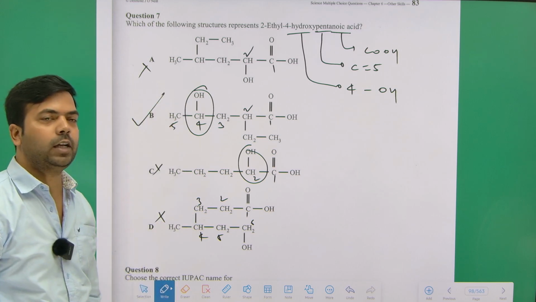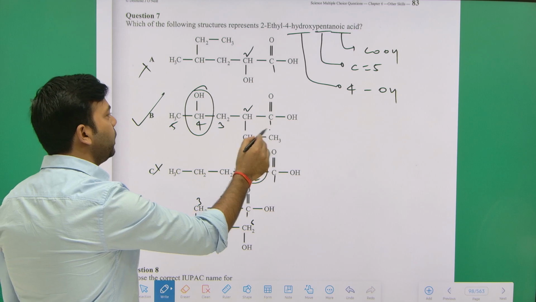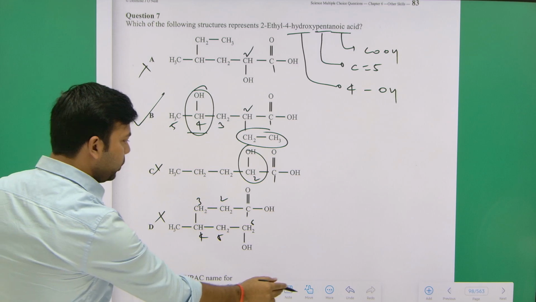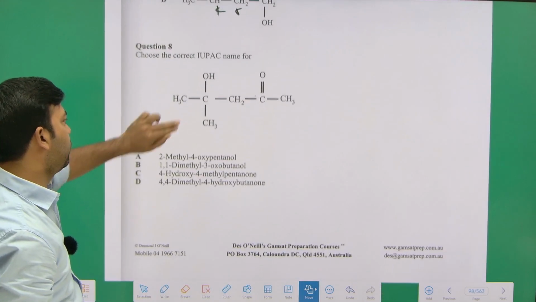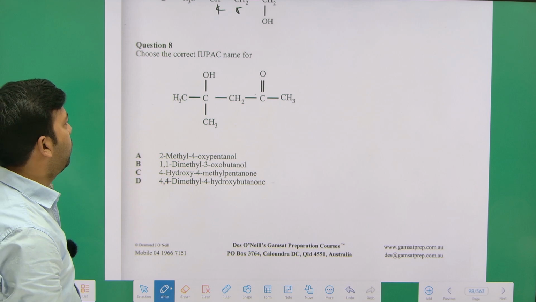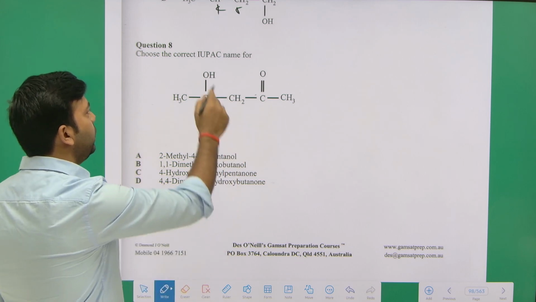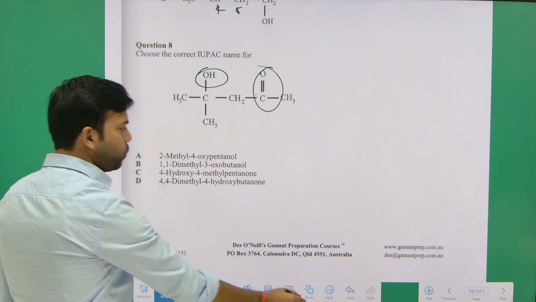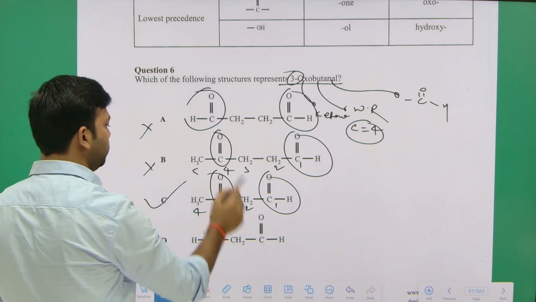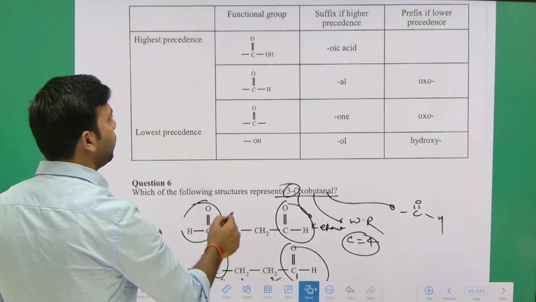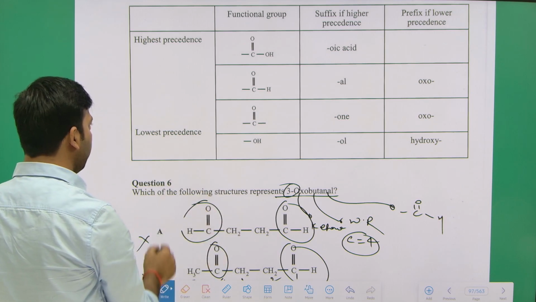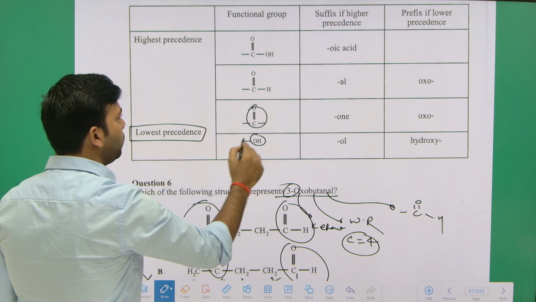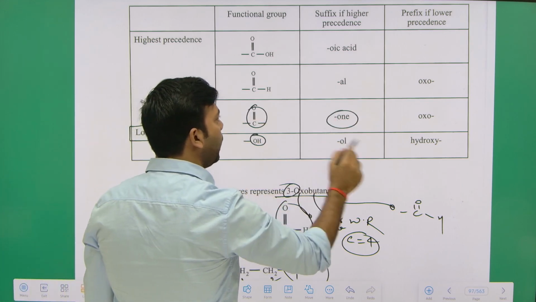Clear? No need to check the entire name. If you want to check, the name of the substituent comes first. So 2-ethyl, you can see 4-hydroxypentanoic. Now move to the next. Correct name for this. So this is alcohol and ketone. We don't know which one has higher priority, so we will see the table. Ketone and alcohol. If you look at the priority precedence, the highest is my ketone, then alcohol. So we will use the ketone as one and alcohol as hydroxy.